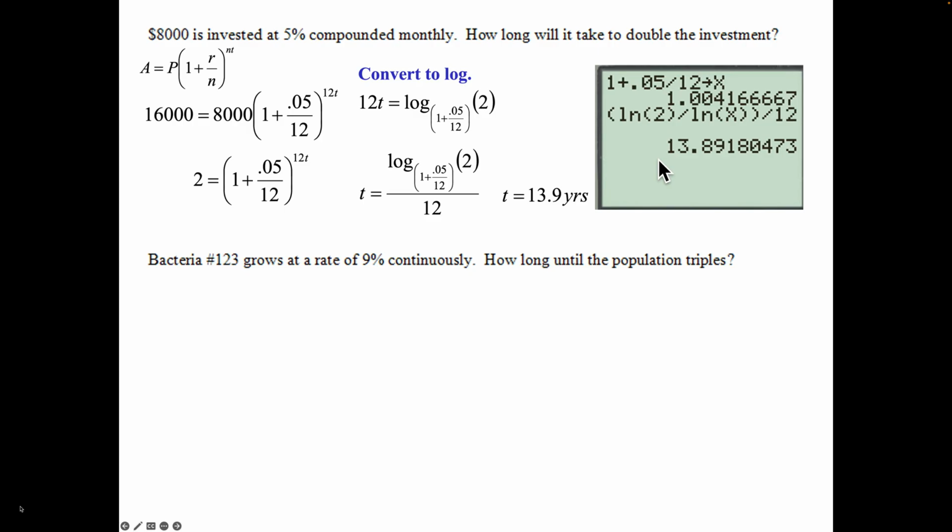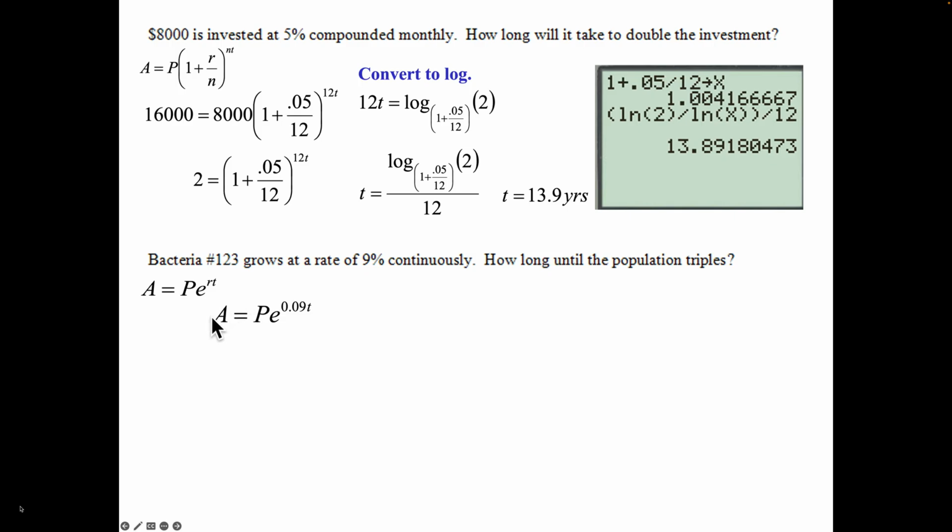Okay, bacteria number 123 grows at a rate of 9% continuously. How long will it take until the population triples? A lot of people will always tell me there's not enough information because you didn't tell me what was the beginning population. Yes, I did give you enough information. First of all, 123 doesn't do anything with the problem. I'm looking at A equals P times e to the rt power. I have the rate. So r will go in as 0.09. But, okay, what's the P and what's the A?